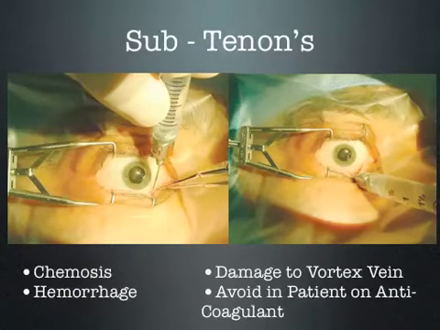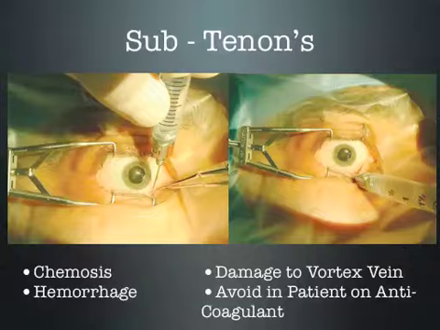Right, so this is the technique of giving the anesthesia. We slowly lift the conjunctiva and identify the subtenon space, and with the bevel facing the globe, we advance and inject into the subtenon space. Sounds very simple, isn't it?